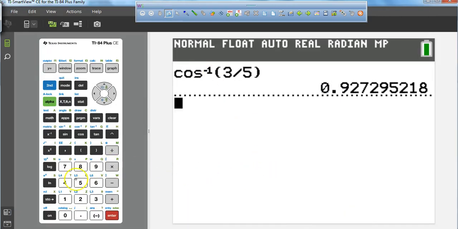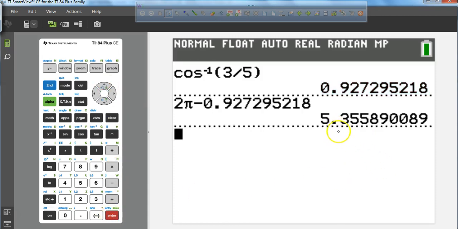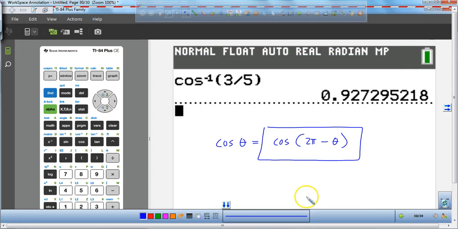So let's go ahead and do 2 pi minus theta. And I'm going to use this number right here instead of the first number. We're going to solve it both ways so you can see what I'm talking about. So see that 0.927? We're going to go ahead and use that one.